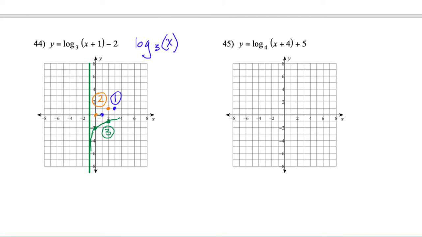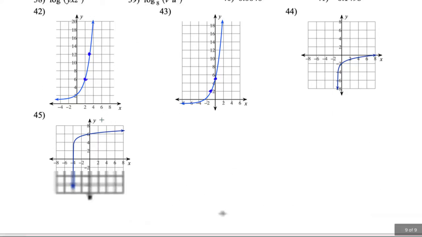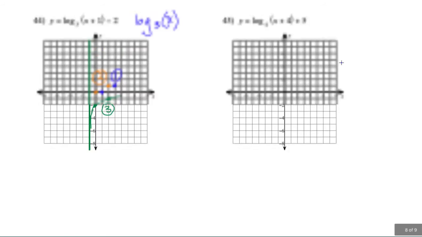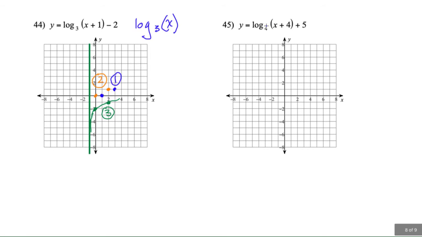Let's check those points. 0, negative 2, and I believe 2, negative 1. Yeah, so both these points here and here are on our graph. Thank you, Anna. And our final question for the video, we have this one.